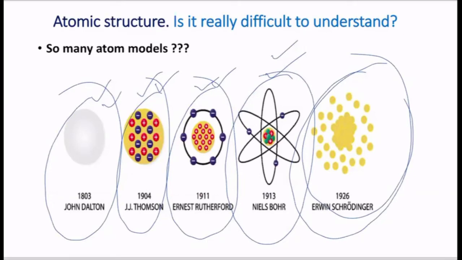Why are some elements radioactive in nature? Why do some atoms have color? Why are some atoms solid? Why are some atoms metals? Why are some atoms non-metals? All these properties can be explained with the help of an atomic structure model.